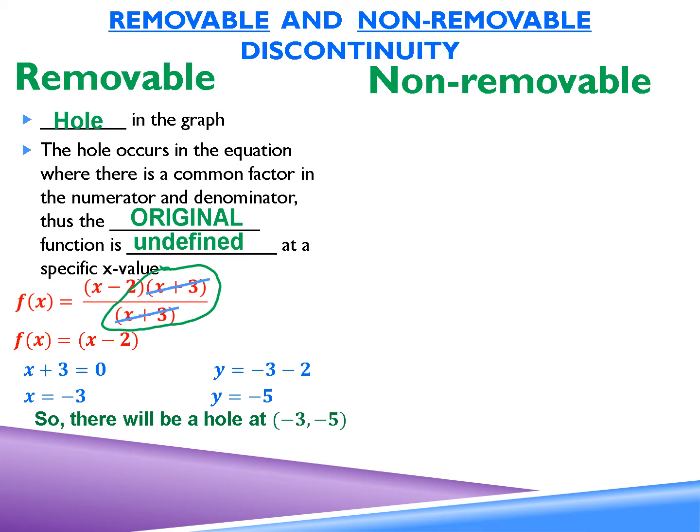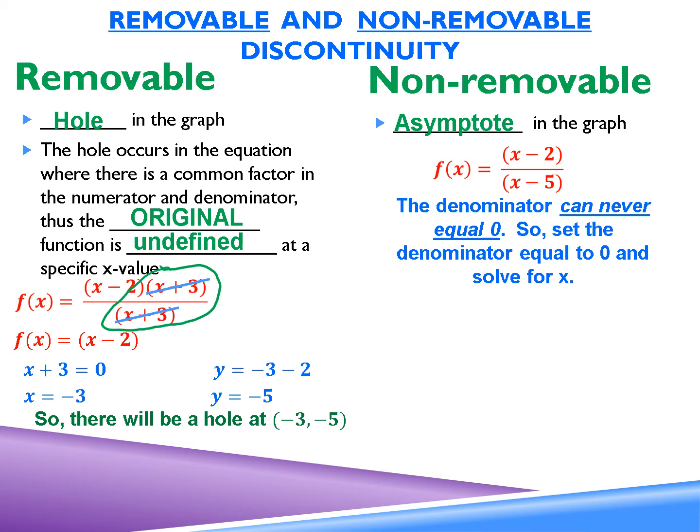Now, non-removable discontinuities are asymptotes. If we look at this function, f of x equals x minus 2 over x minus 5, the denominator can never equal 0. You are not allowed to have a 0 in the denominator. The way we find out where we're going to have a vertical asymptote is we set that denominator equal to 0 and we solve for x.